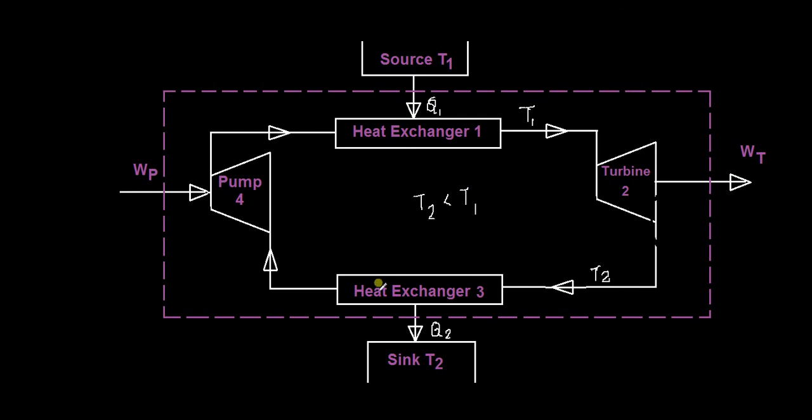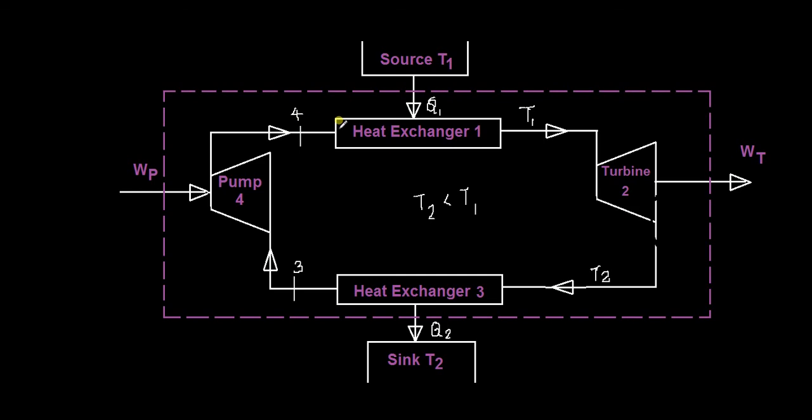And then the working fluid is pumped back to the heat exchanger using a pump work of WP. So the pump is doing its work to increase the pressure of the working fluid from the level at 2 to the heat exchanger 1. So you have a station 3 here and station 4 here.